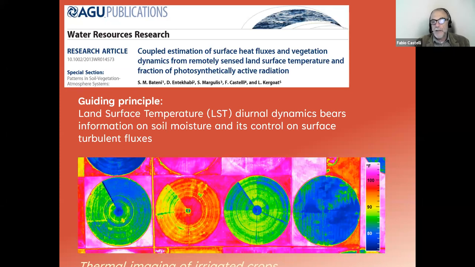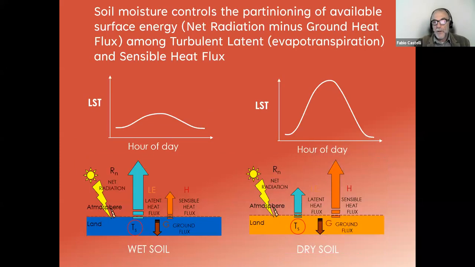What is the guiding principle? First of all, you expect, and here you have a thermal image of irrigated crops, that because of the presence of water, a wet surface will be much colder than a warm surface for similar atmospheric and radiation conditions. Why is this? Okay.